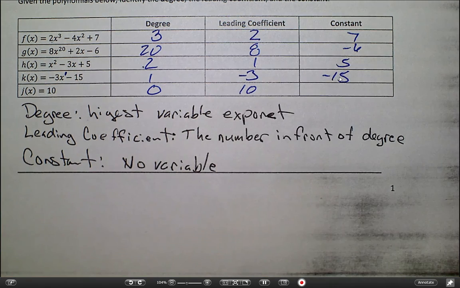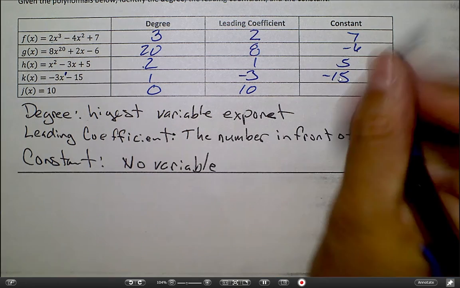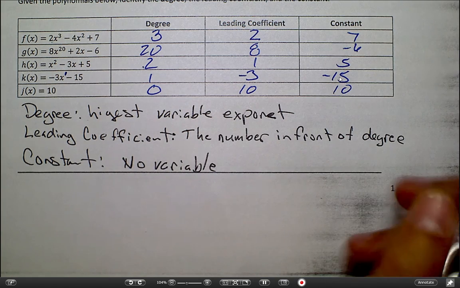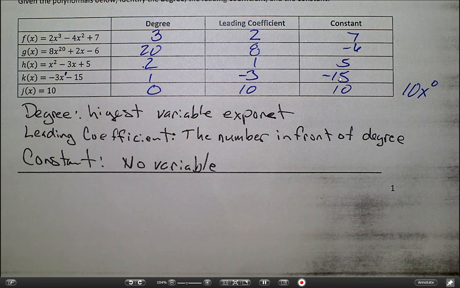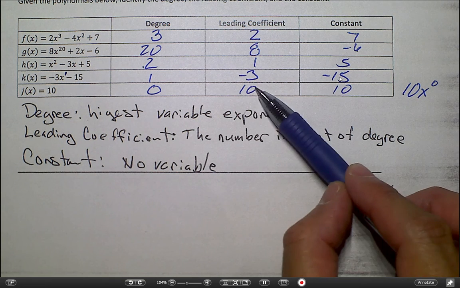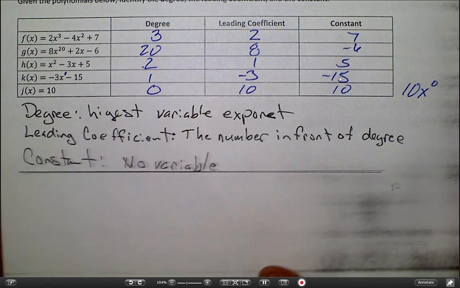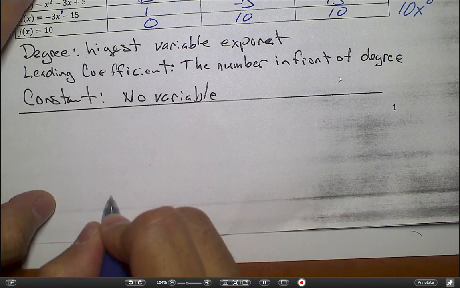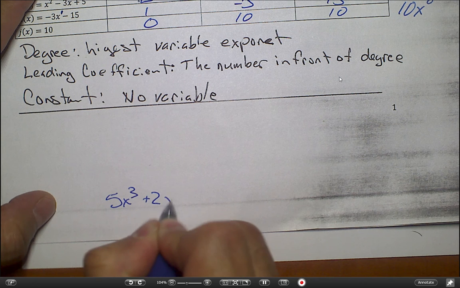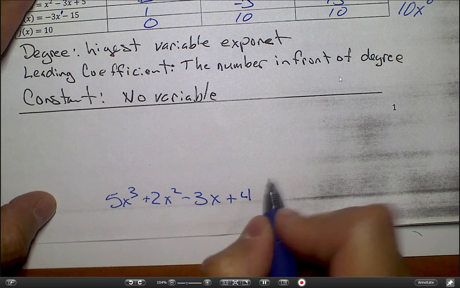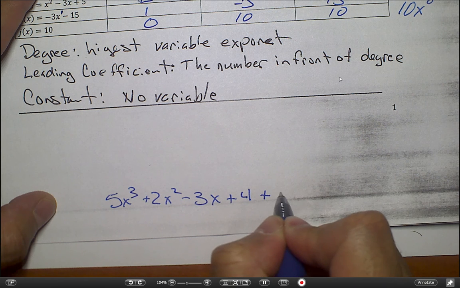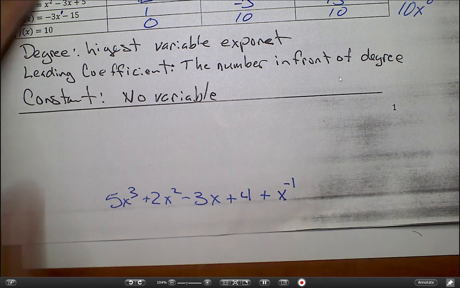That's nothing. 10. And then I'll show you why a constant is also 10, right? Because if this was 10 x to the 0 power, anything to the 0 power is 1, right? It would be 1 times 10, which is 10. So it is also the leading coefficient, and it's also a constant. Hold on, I'll show you. If I were to write this like 5x cubed plus 2x squared minus 3x plus 4, then plus x to the negative 1.